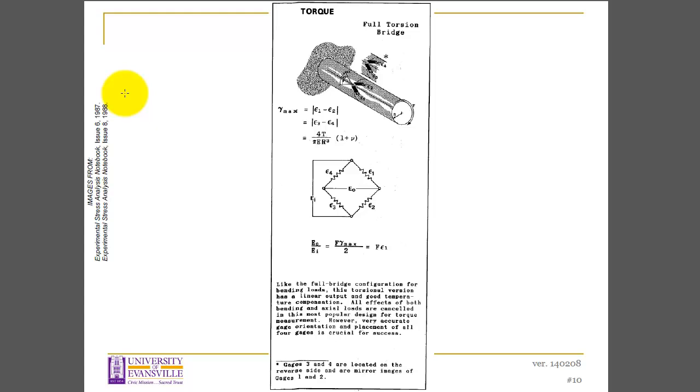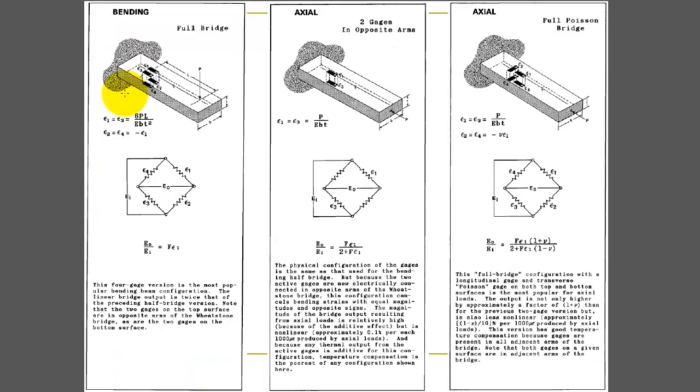There's even a torsion situation you can set up for torsion on a beam. I'll go back here and mention this full beam configuration with 4 gauges only because, as the text states, this 4 gauge version is the most popular. It provides a linear bridge output. And we like linear outputs, right? Because we only need a single sensitivity factor to convert from the output to the input, or vice versa.